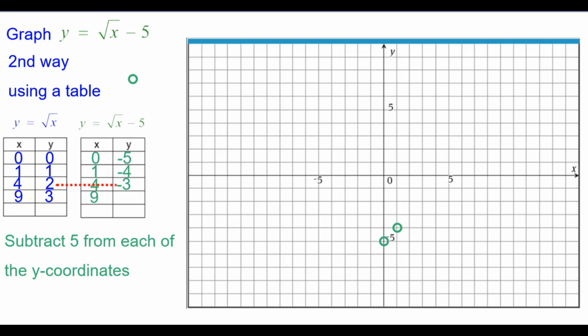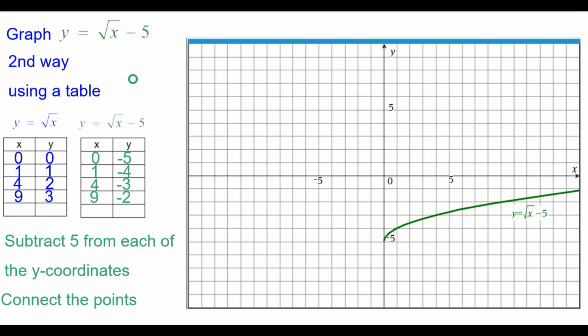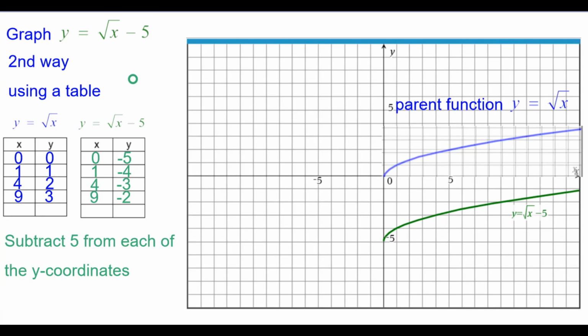2 minus 5 would be negative 3. And then 3 minus 5 would be negative 2, and plot those 4 points. Connect the points, and again we get that same curve. And comparing it to the parent function, very well done.